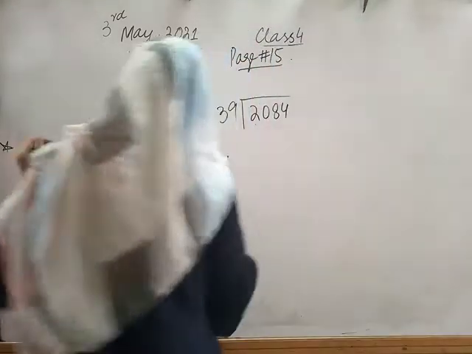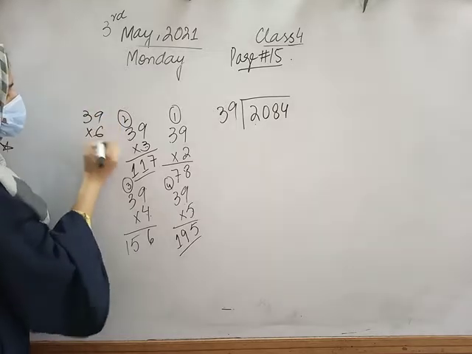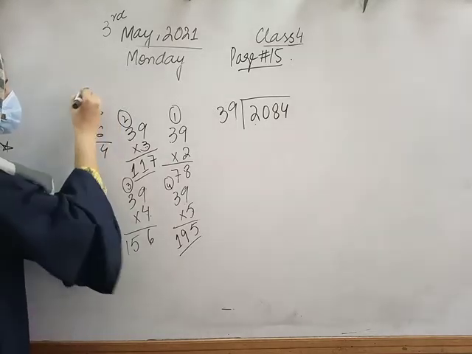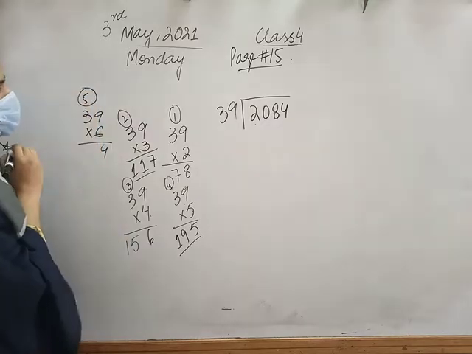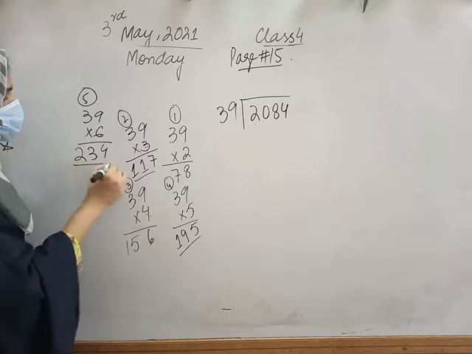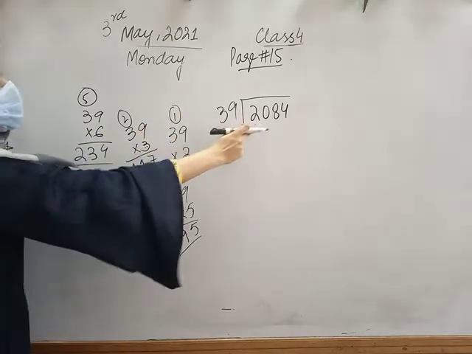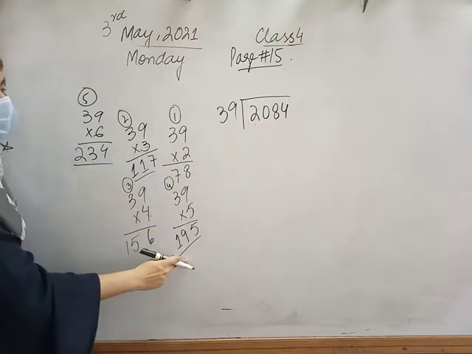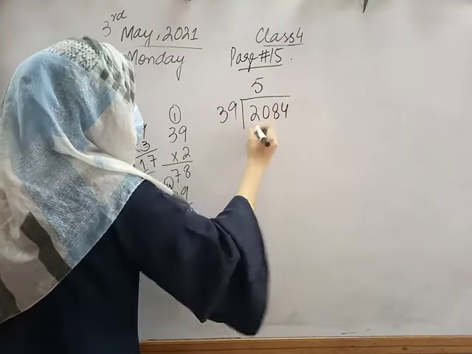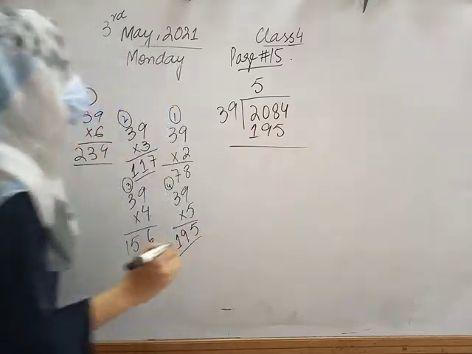195. Okay, now let us also try with 6. 9 6 times 54, 5 carry, 3 6 times 18, 18 plus 5 gives 23. So 234 is greater than 208. So we will take 195, which is 5 times 39. Okay class?